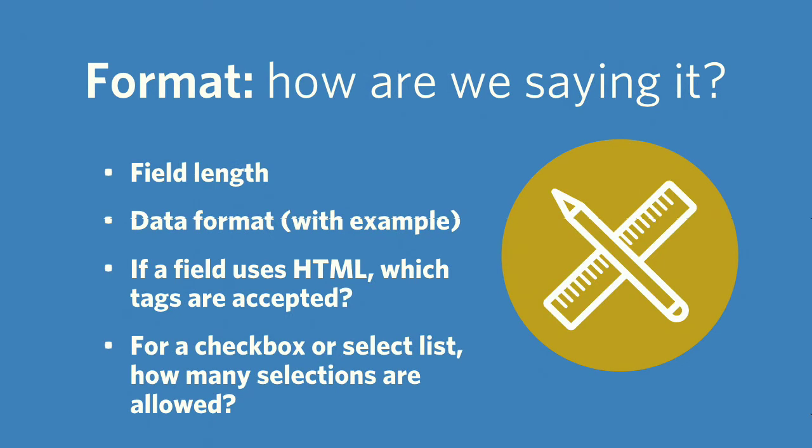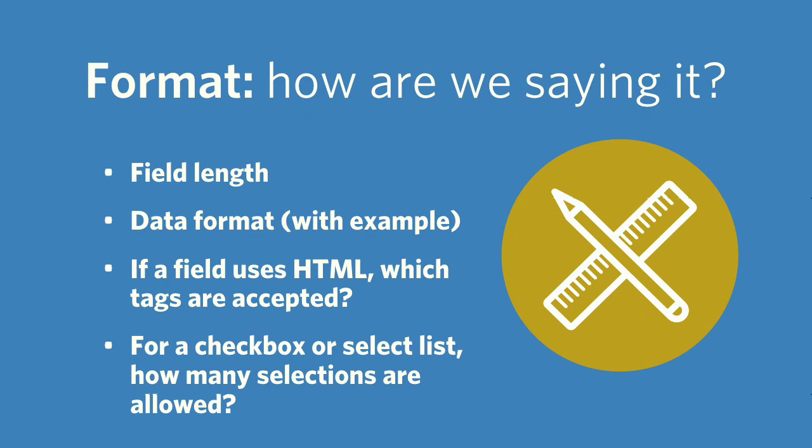So next we have format. Where editorial was what is it that we are saying, this is more like how is it shaped. So we've got things like field length, data format. Like, do you want something in inches? Do you want it in centimeters? Like if you have a product catalog, or when we say weight, what does that mean?